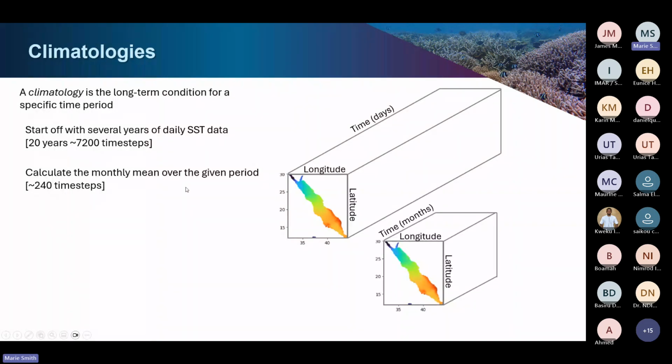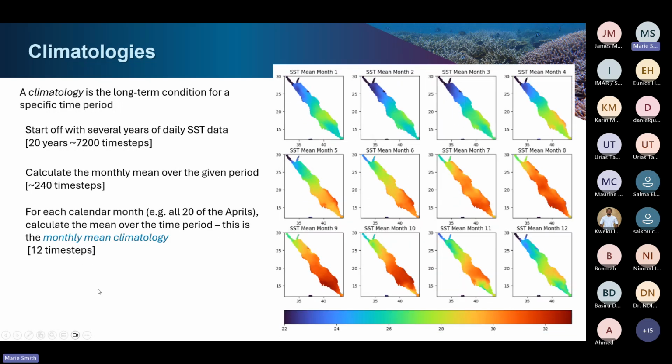Next up, we tend to use the monthly climatologies. In this sense, we're going to calculate the monthly mean over a given period. So for that 20 years, we're going to calculate, for instance, the mean of the period between the 1st of January 2024 and the 31st of January 2024. And we're going to do that for each of the months in the entire 20-year time period. Then you end up with a cube of longitude, latitude, and time in months, and that might be 240 time steps.